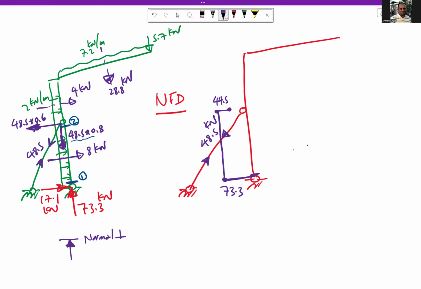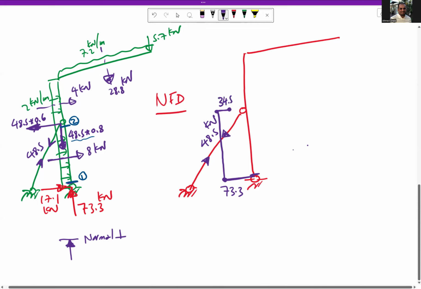Okay, so just make sure the numbers are okay. So 73.3 minus 48.5 times 0.8, so we reach 43.5. So then we go straight until the edge here. If we look at this cross section, this cut from top, we have 5.7 plus 28.8, so it is 43.5. So all this is compression.